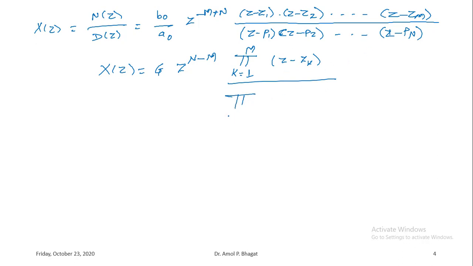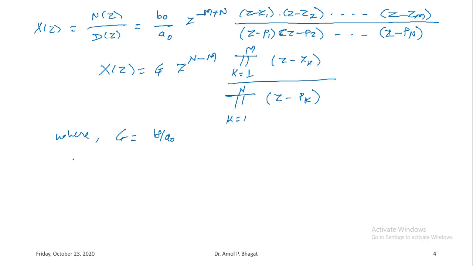Similarly, in the denominator I can write the product for k equals 1 to N of (z minus pk). So it will be (z minus p1), (z minus p2), and so on, right? So in the above equation, that is X(z), this capital G is simply b0 upon a0, okay, b0 upon a0.